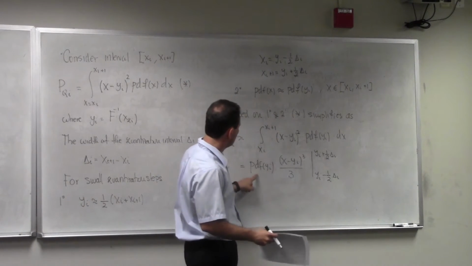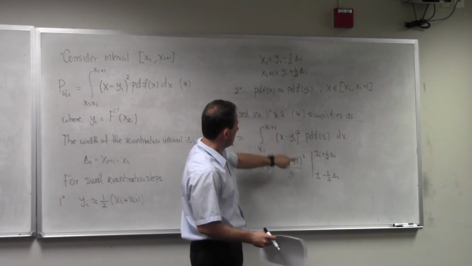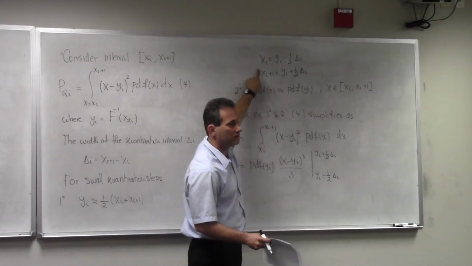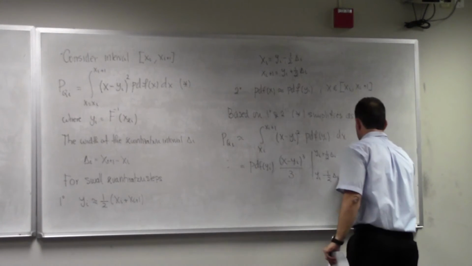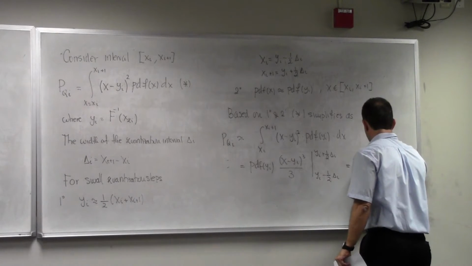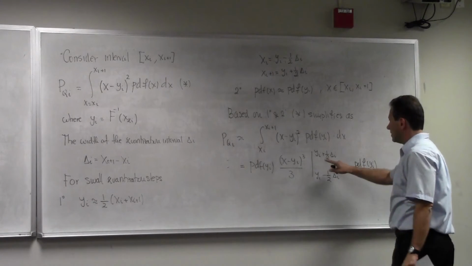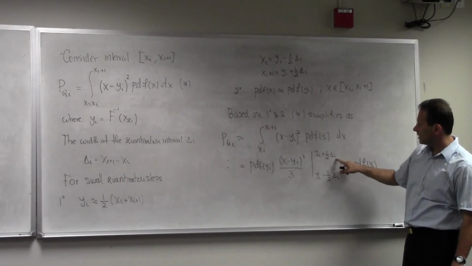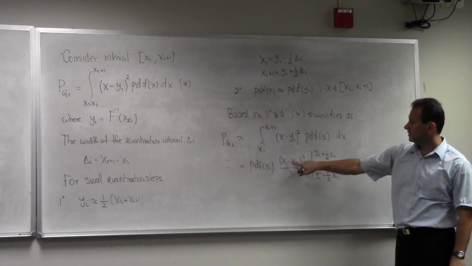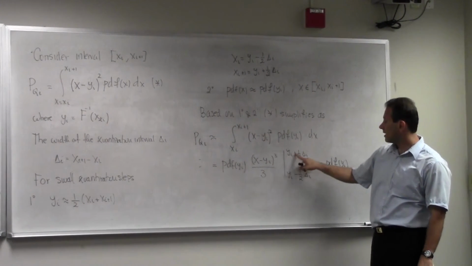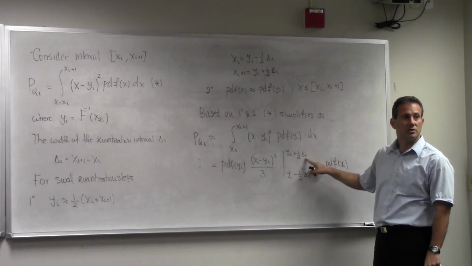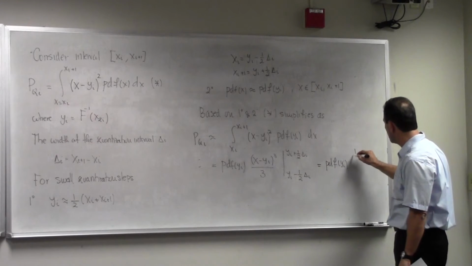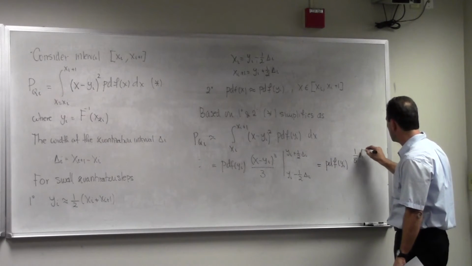This PDF I can take out as a consequence of the second, and then instead of xi and xi plus 1, I'm going to write these two equations for the bound. Now this becomes easy to evaluate. This is the PDF of yi. When I substitute the top boundary, you see that this is yi plus 1/2 delta I. So yi and yi would cancel, and you have 1/2 delta I cubed, which is 1/8 times delta I cubed.